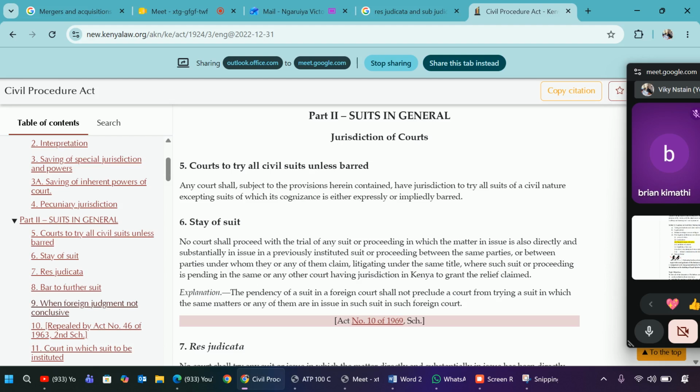This is where I have the explanation on the foreign courts. The pendency of a suit in a foreign court shall not preclude a court from trying a suit in which the same matters or any of them are in issue in such suit in such foreign court. So you can't say that because this matter is being litigated in a foreign court, this court will have to stay this suit. That is the rider that I was trying as much as possible to capture.